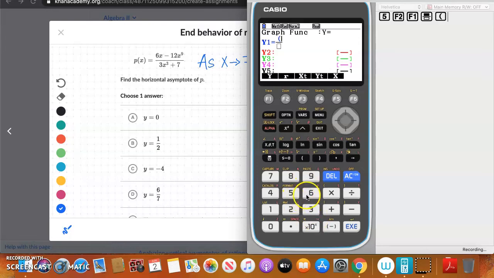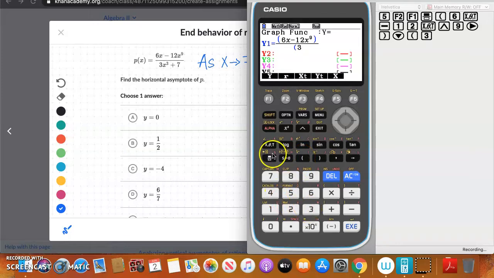So 6x minus 12x raised to the ninth power. Like this. You have to put parentheses around the entire numerator and around the entire denominator, especially because they're multi-term expressions, or else you're going to get the wrong answer. And then again, we put parentheses around the entire denominator. 3x to the third, like so, plus 7. Now I didn't have to do this because my calculator shows it as a fraction, but if your calculator writes everything on one line, you have to put parentheses around the entire numerator and the entire denominator.